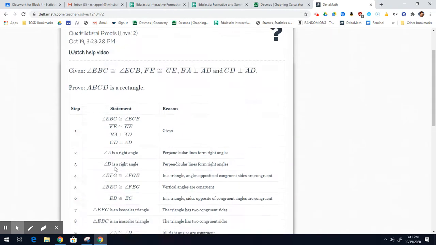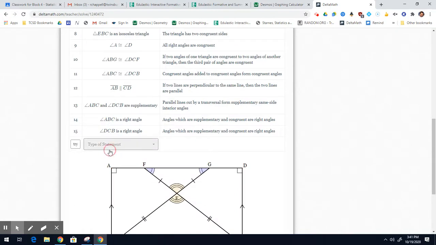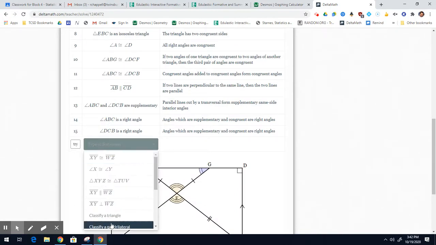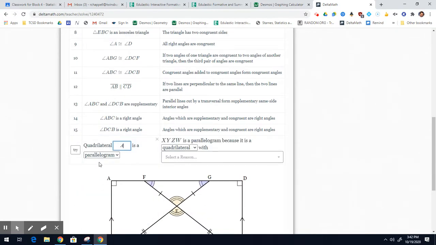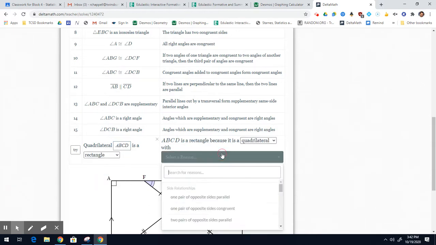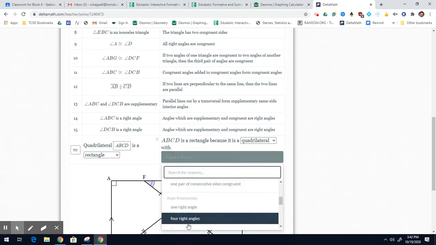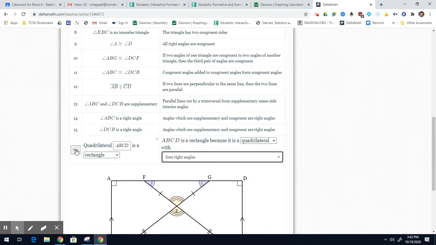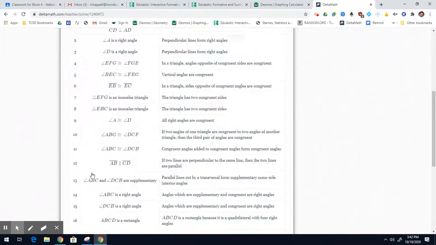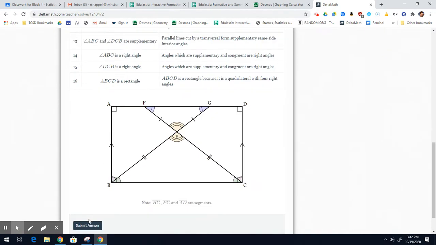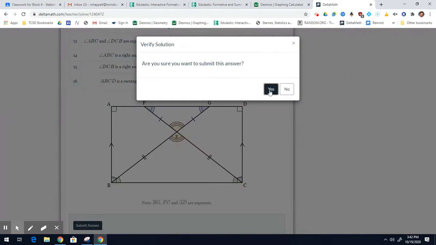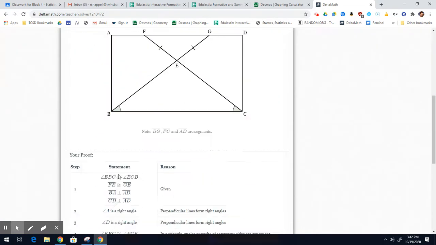And we have four right angles, and that's what makes ABCD a rectangle. So ABCD is a rectangle because it is a quadrilateral. I know nothing else. It's a quadrilateral with four right angles. I did it. Took me 16 steps. I'll be interested to see what they did. Some of my steps were useless, right? So they did theirs in 12.